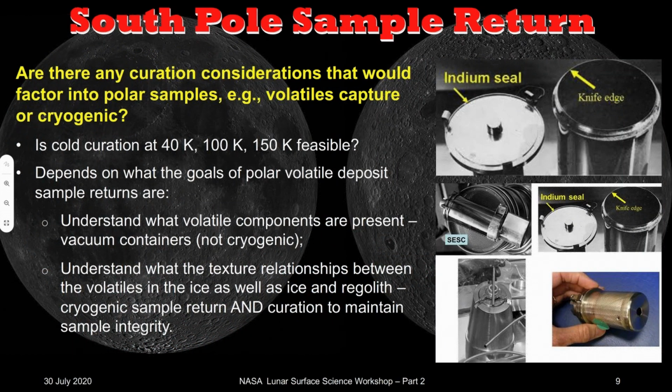Are there curation considerations that will factor into polar samples? And again, a number of questions. Is cold curation at 40 Kelvin feasible? What about 100 Kelvin? What about 150? I know JSC is undertaking studies to look at the science that would be affected by these different cold curation methods. But I would put down, it depends upon what the goals are there.